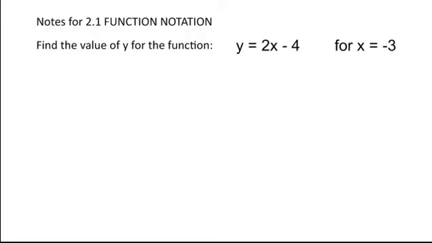Alright, we're going to start off with something you know how to do. Y equals 2x minus 4. I want you to find out what y is for x equals negative 3. You're just going to plug negative 3 in for x. 2 times negative 3 minus 4, and you get negative 6 minus 4, and you get negative 10. And you should be bringing that y down every single time. Y equals negative 10. So that's something that's really basic, and you know how to do that.